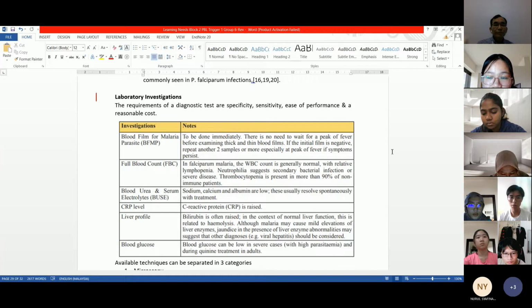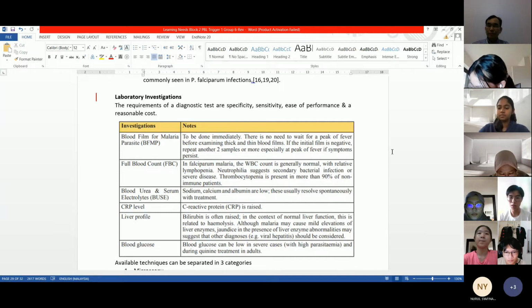The fourth one is CRP levels, where C-reactive protein is raised when they have infection with Plasmodium species. The next one is liver profile. The bilirubin will often be raised because the Plasmodium invades their liver, and there will be elevations of the liver enzymes. The last one is blood glucose. The blood glucose will be low in more severe cases, for example Plasmodium falciparum, which contains a lot of parasites in the red blood cells.